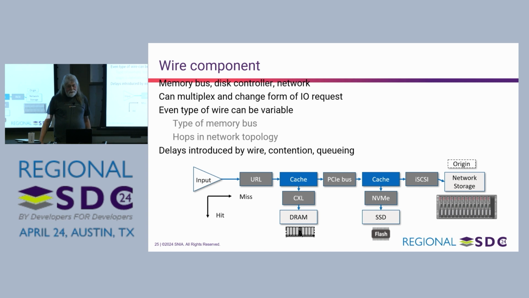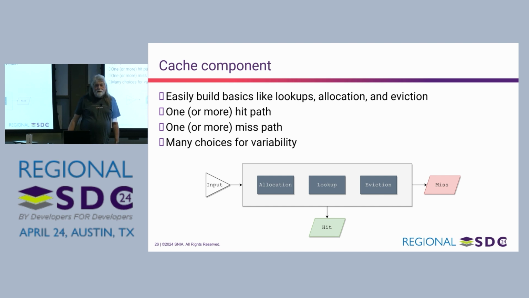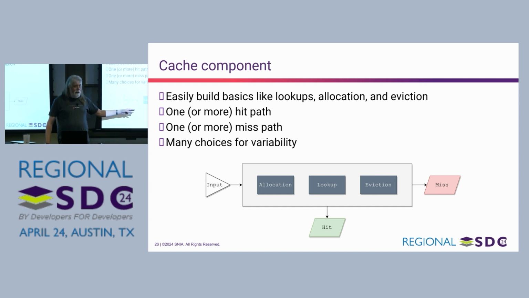In addition to this kind of layout, a cache itself has a handful of different components in it. We can go in and change the algorithms that we play around with in a cache, for example the allocation, the lookup, and the eviction algorithms. And we've actually found, in one of the examples I'll talk about in a few minutes, that just changing the algorithms in the cache has far more effect than changing the size or the type of media that the cache talks to.